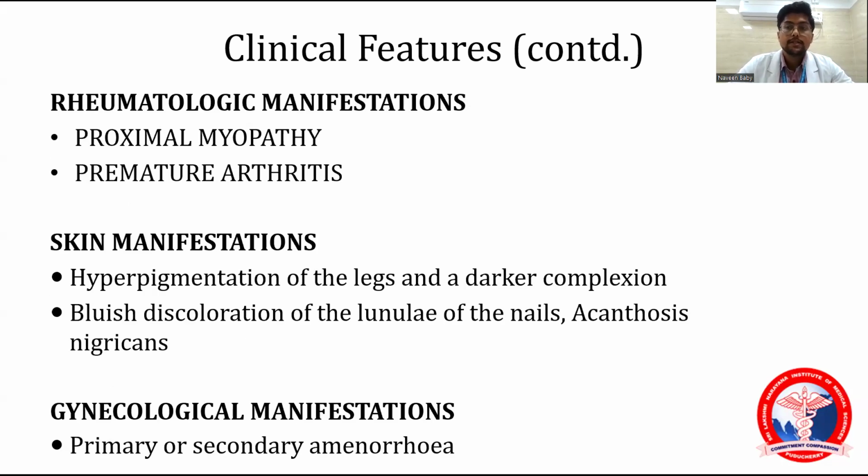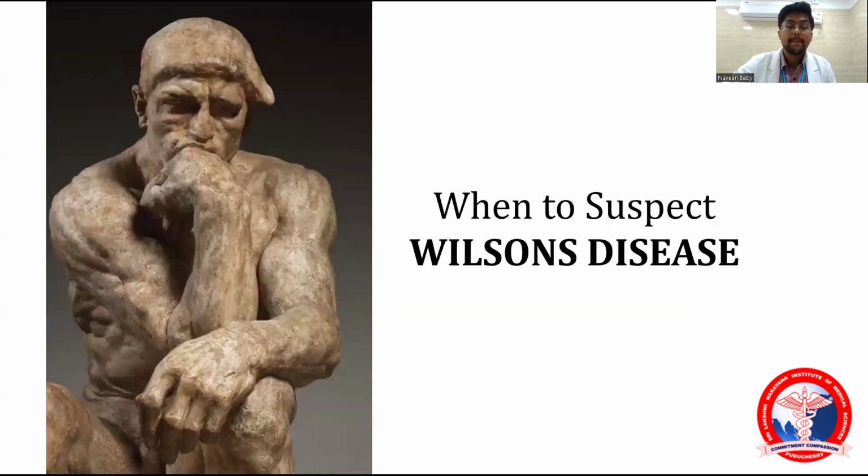Next, in rheumatological manifestations, joint involvement is more commonly seen in Wilson's disease in Asians rather than in the West. They usually present with early age onset arthritis and proximal myopathy. In skin manifestations, patients with Wilson's disease, similar to the picture in hemochromatosis, usually have a darker complexion with hyperpigmentation, and bluish discoloration of the nails and acanthosis nigricans are all features of copper deposition in the skin. Gynecological manifestations: these female patients can have primary or secondary amenorrhea in a patient with Wilson's.